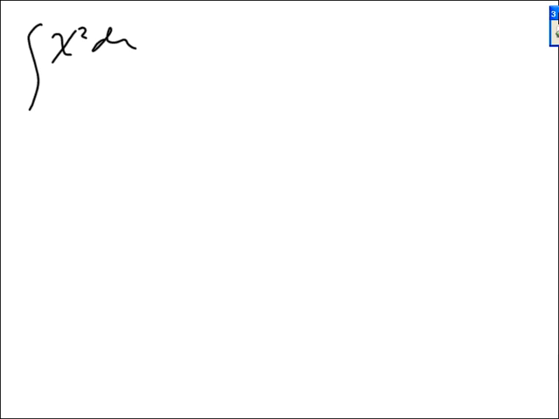x squared dx, all divided by, say, the square root of x squared minus 1. Let's not do that one. 4x squared plus 9 in the bottom. How about 4 plus x squared? Suppose we have this with no x squared on the top.